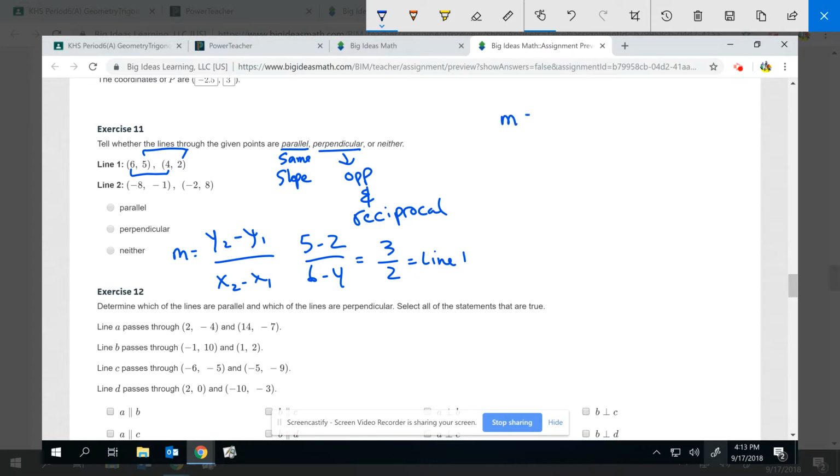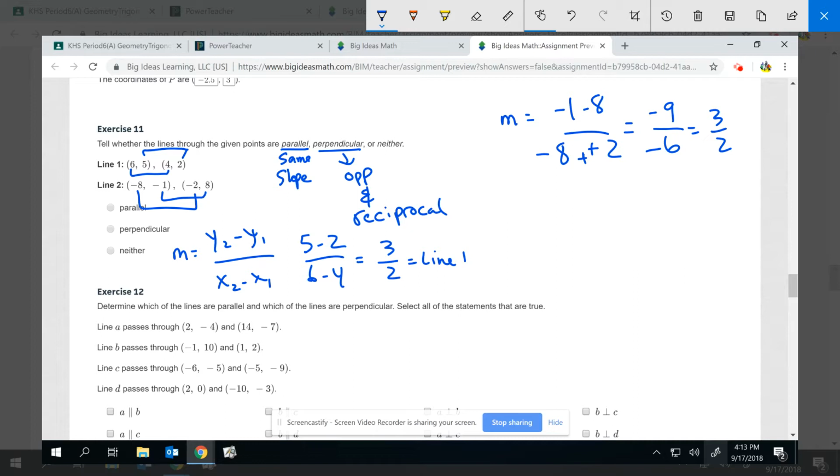Line 2 slope, you're going to do -1 minus 8, and you're going to do -8 minus -2. So be careful of the double negatives. We know it's always a minus in the formula, and if the number's negative, then you're going to get a double negative. So let's see, we would get -9 on top, we would get -6, and if you were to reduce those, you would get a 3/2 slope.